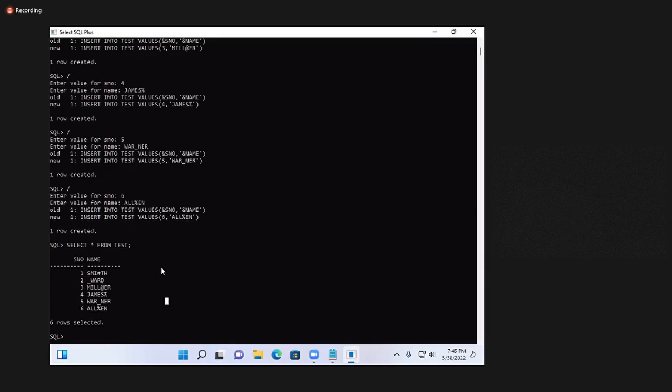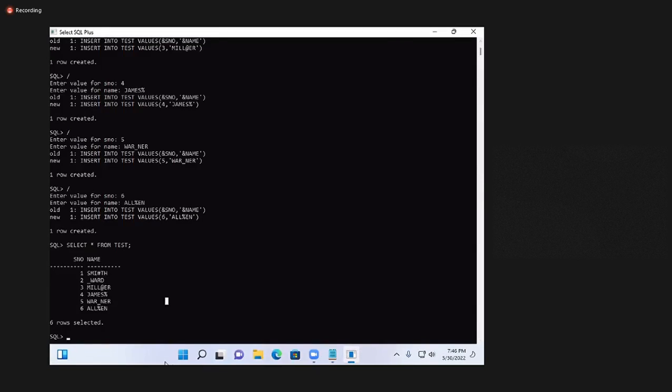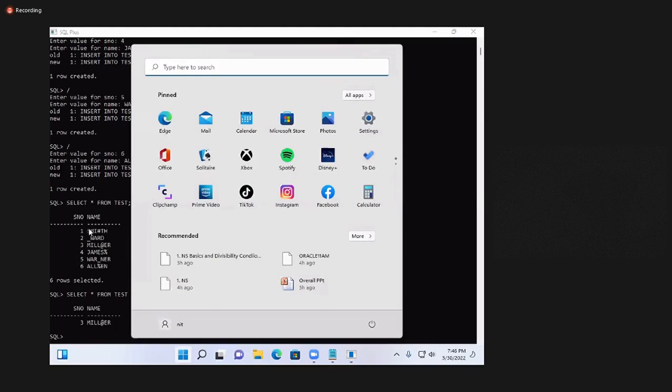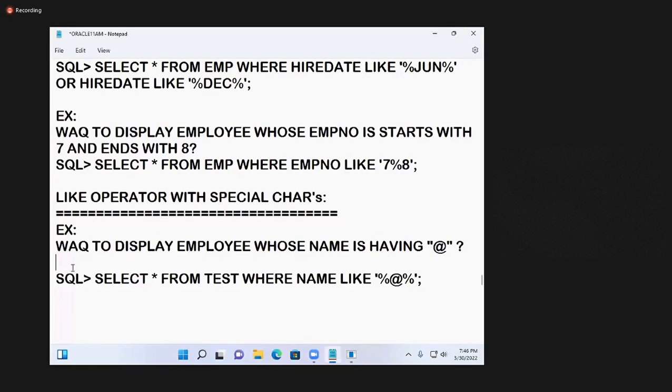Now, in my first example, I asked you, whose name has the at the rate symbol? So I'm going to write the query like: select star from test where name like percentile at the rate percentile. When you run this, the people whose names have the at the rate symbol will be returned. This is the at the rate people information we will get.